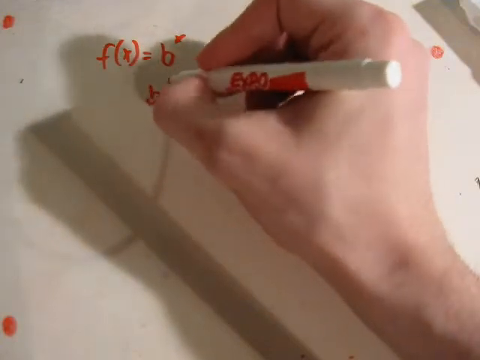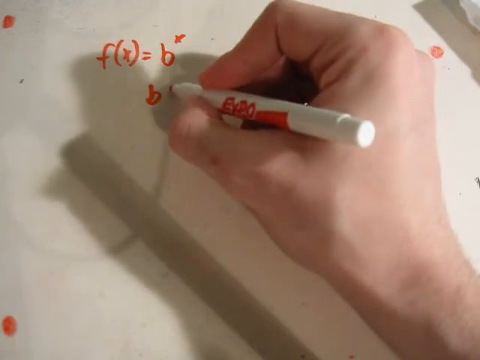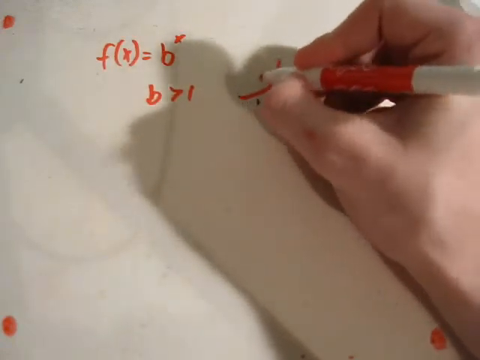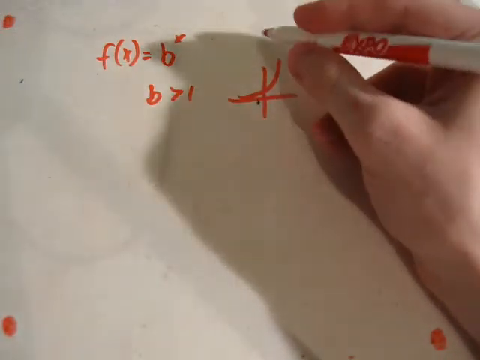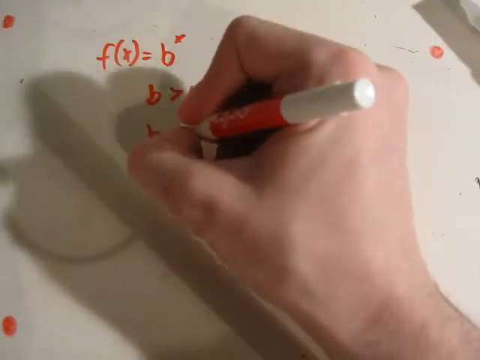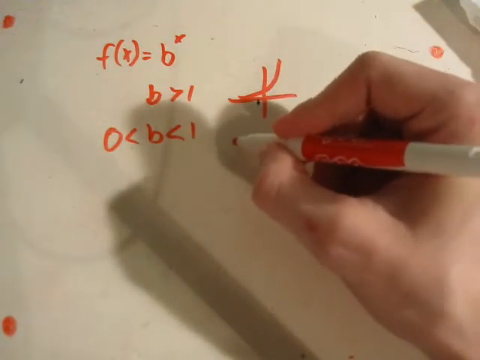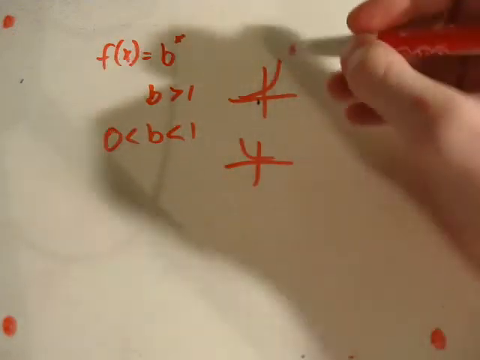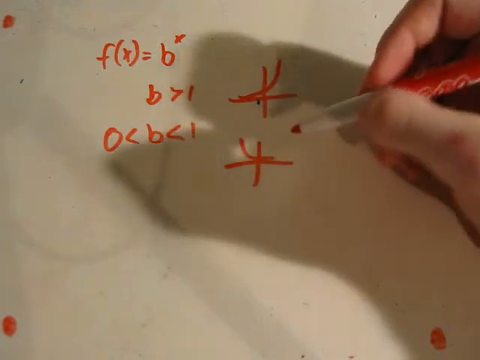Now, as we already know, b, if it's greater than 1, means that the graph will increase as it goes along x. However, if b is between 1 and 0, the graph will go down. This is called an exponential increase. This is an exponential decrease.